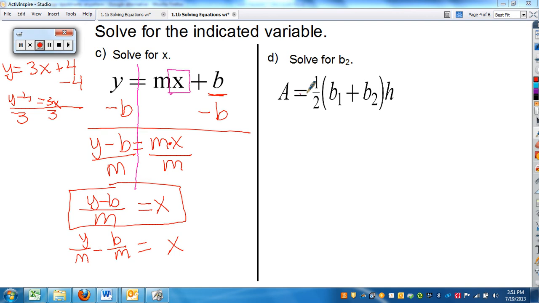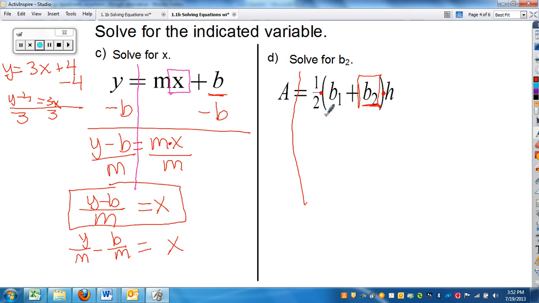In our fourth example, now I'm solving for B2 and I have a lot more going on and just kind of add into the difficulty. So I am solving for B2, so the 1/2, the B1, and the H need to move. So look at what we have here, what operations. I have 1/2 times, so I'm going to put a multiplication symbol between B1 plus B2 times H. So I need to move the 1/2 and I need to move the H.